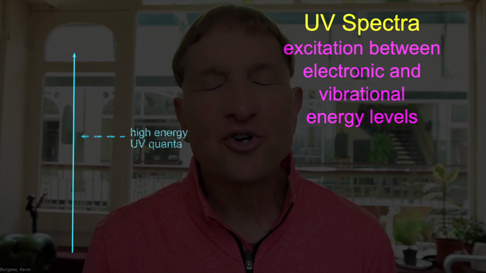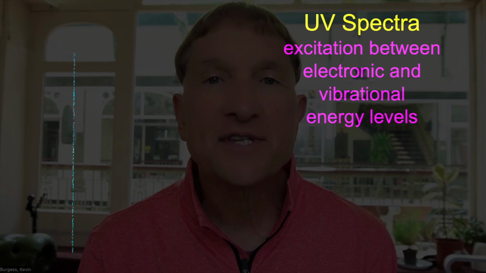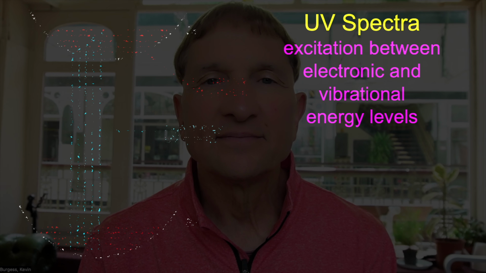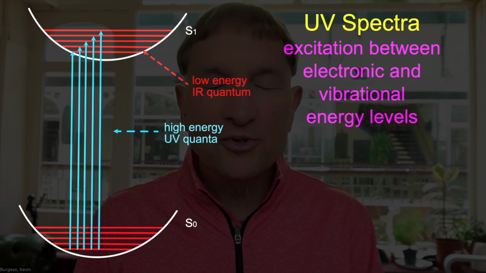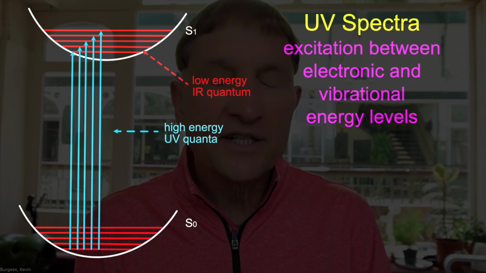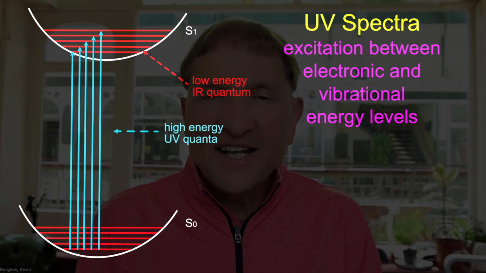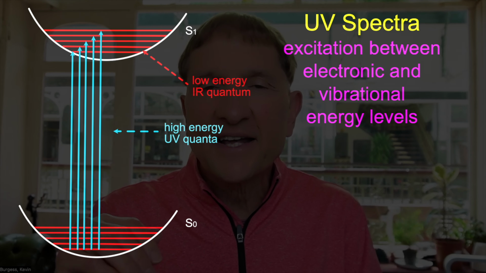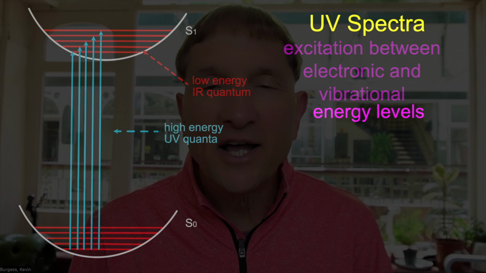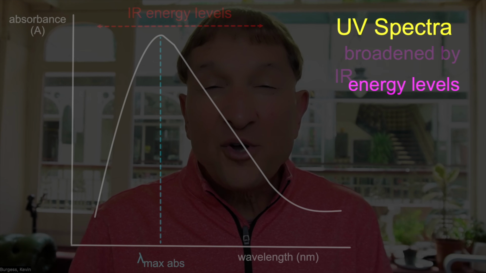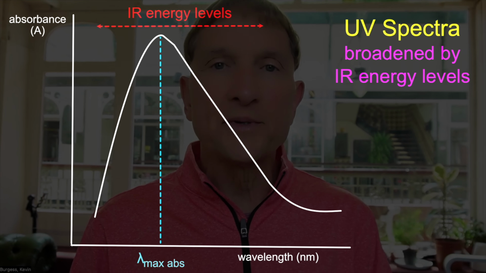Within each electronic energy level, there are multiple vibrational states. Electronic excitation most often proceeds from the most populated, lowest energy vibrational level. However, the electron can move to any vibrational state in the electronic level above it according to the quantum size. So a range of quanta are absorbed, and that is the reason why UV absorbances are broad.